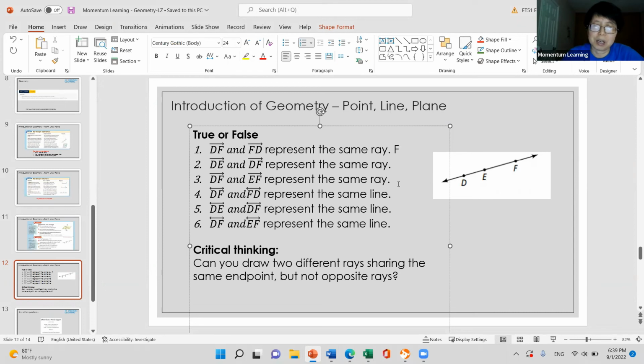So this is false. Why? Because for ray DF, the endpoint is D and it goes this direction, and for ray FD, the endpoint is F and it goes this direction. Now let me ask this question. Are they opposite rays? Yeah, they do go in opposite directions. Are they opposite rays?